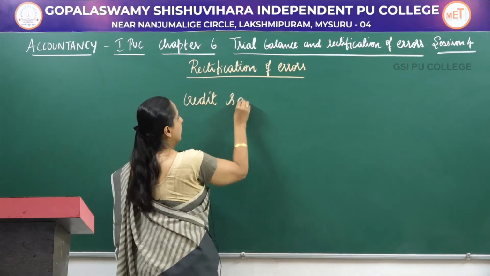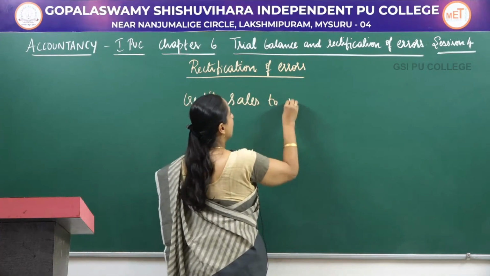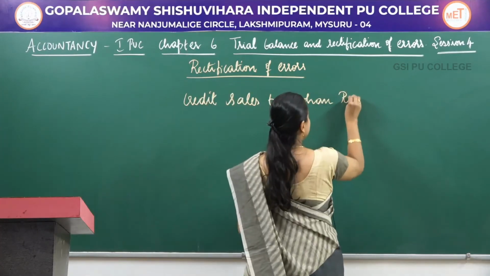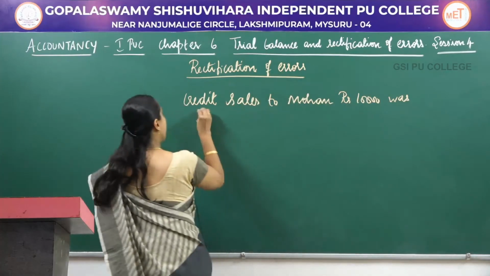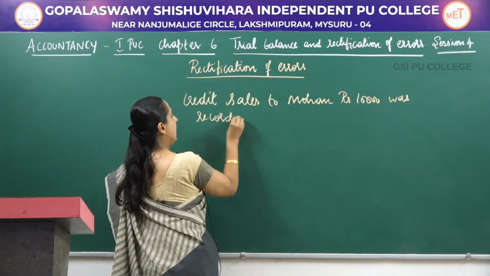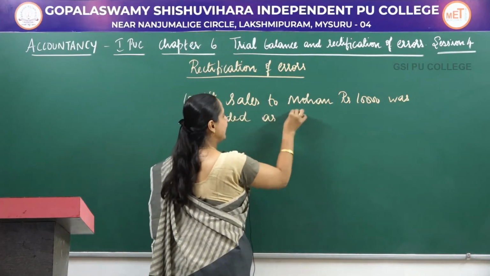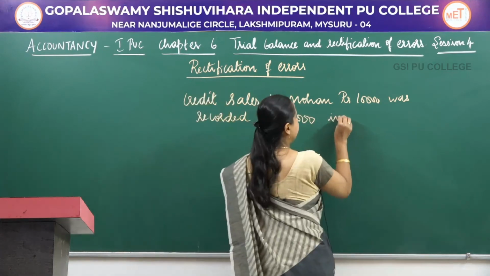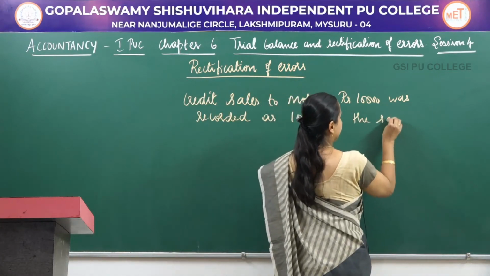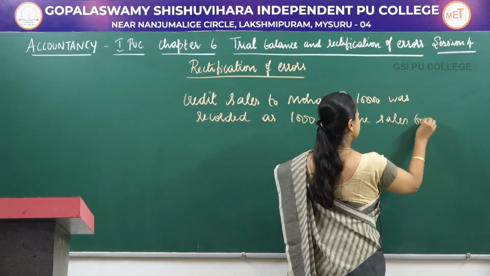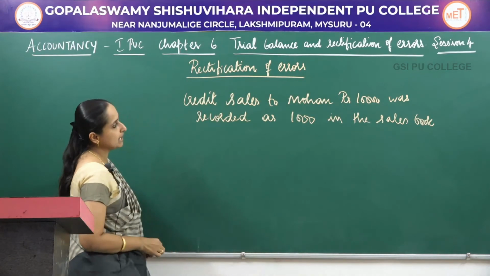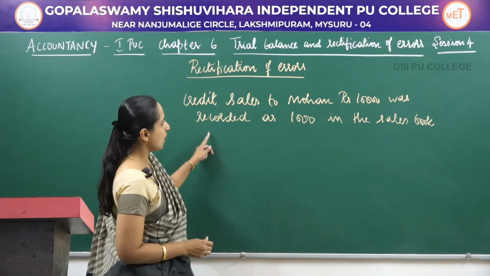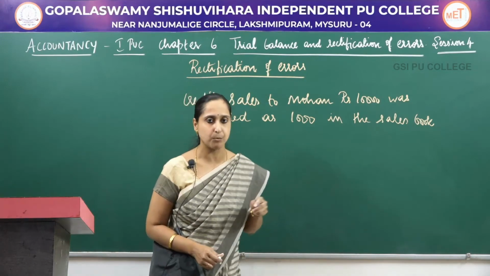Next is, credit sales to Mohan rupees 10,000 was recorded as 1,000 in the sales book. See, this is the transaction. Credit sales to Mohan rupees 10,000 was recorded as 1,000 in the sales book.